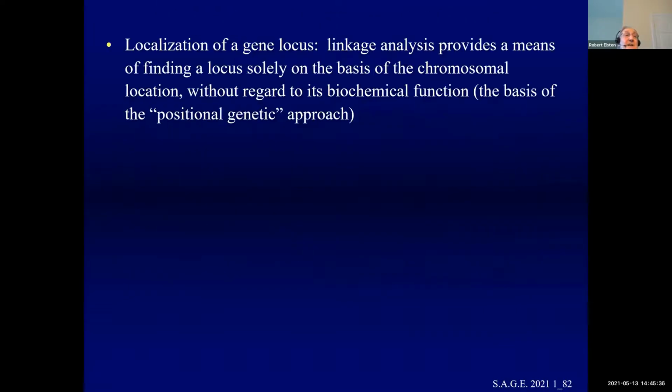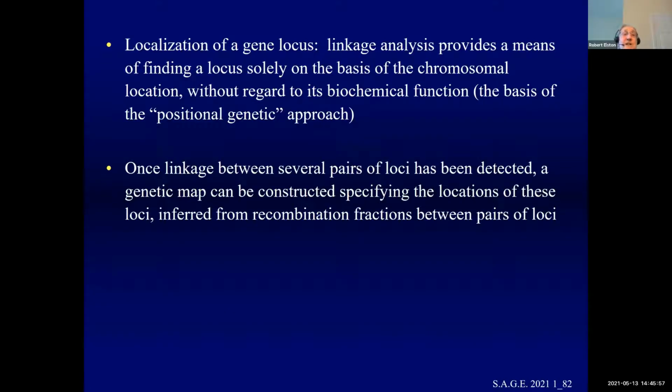Localizing a gene locus provides a means of finding a locus solely on the basis of its chromosomal location without regard to its biochemical function. And this is the basis of the positional genetic approach. Once you've found linkage between several pairs of loci, a genetic map can be constructed specifying the locations of these loci inferred from recombination fractions between pairs of loci. And that's what Thomas Hunt Morgan did for Drosophila years and years ago.